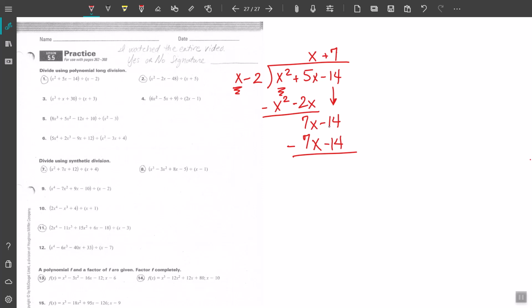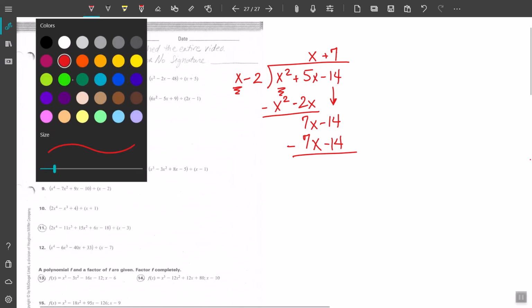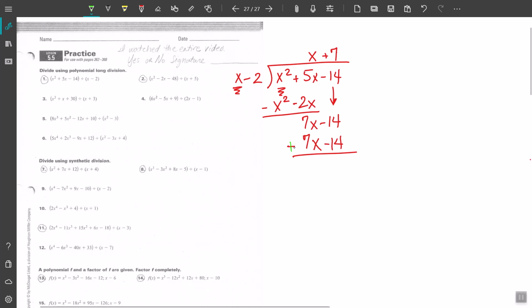And then negative 14 minus negative 14 is really going to be, let me change colors here. So it's really going to be plus a negative here and then plus a positive over here. So you've got to remember that when we change this to an addition sign, it changes the signs on both the terms after it. We'll combine those together. I'm going to end up with 0x and a 0 for my constant, so my remainder ends up being 0. So my final answer is x plus 7.